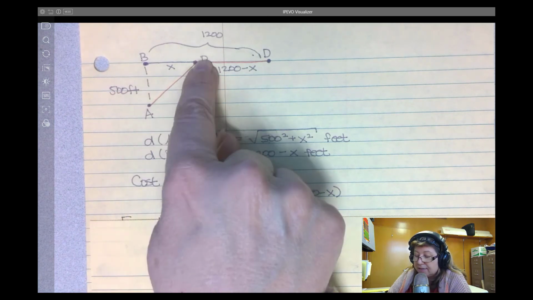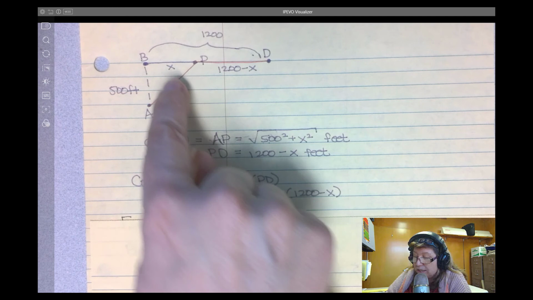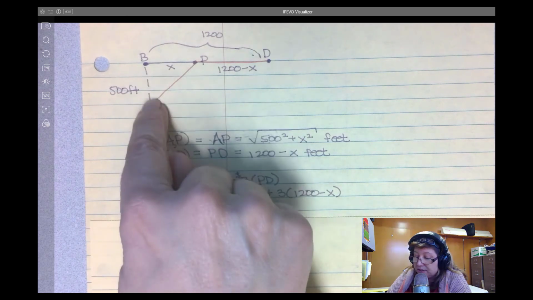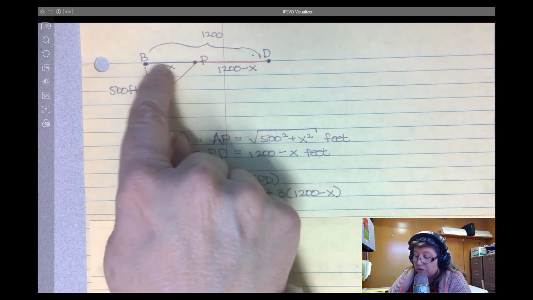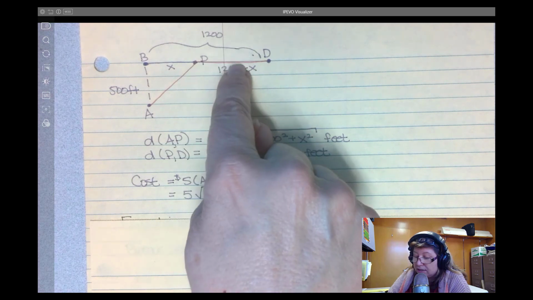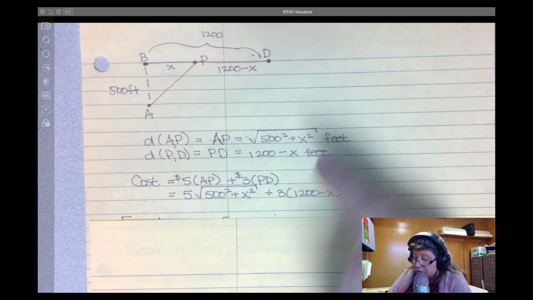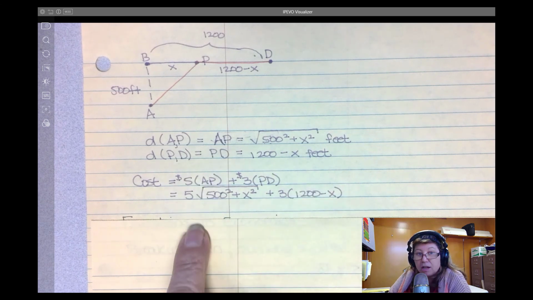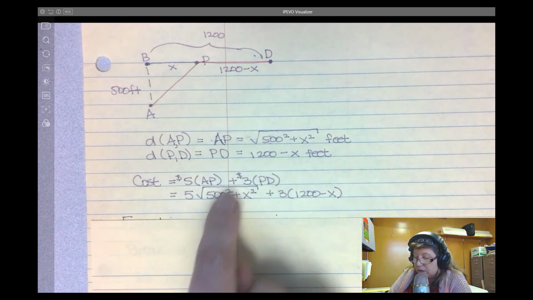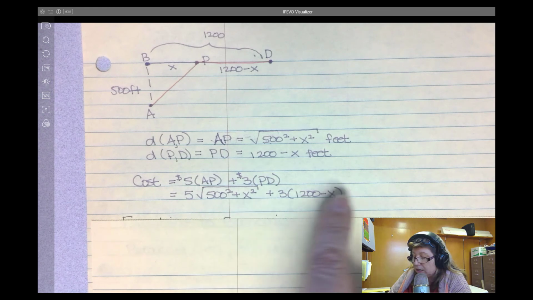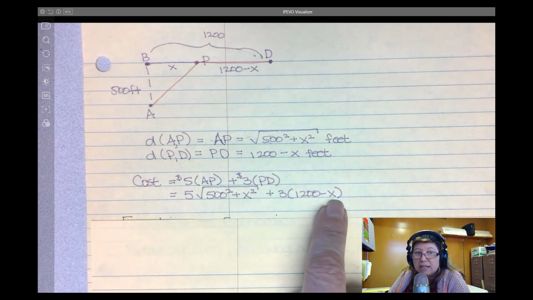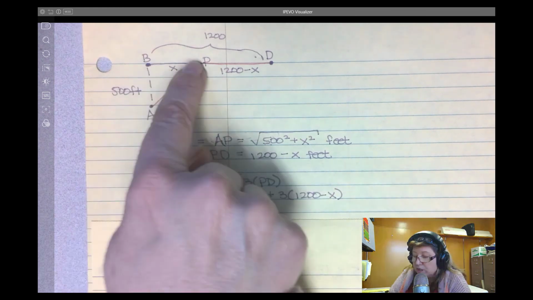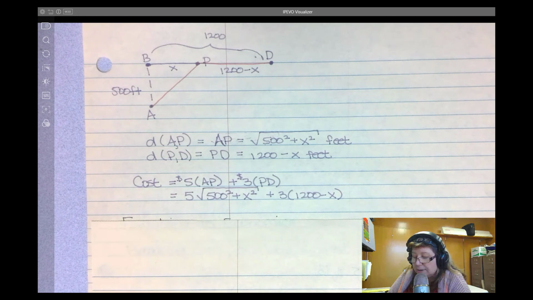So let's say it's 700 feet. I can put in, well, if this is 500 feet and let's say this is 200 feet, then I know that's 1,000 feet. So x is 200. So if I put 200 here and 200 here, I'll be able to figure out the cost. If this is 300, I'll be able to say, oh, 300 and 300 and figure out the cost if indeed this portion is 300 feet. And that's how I'd figure out the cost.